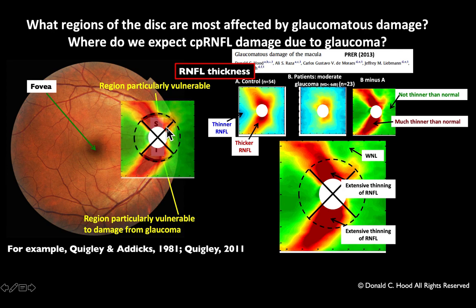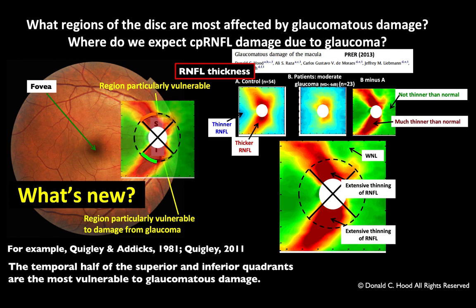All right, so if we superimpose it on the traditional view, we can see that it's largely in agreement, except that instead of the entire quadrant being particularly vulnerable to glaucoma, it's the temporal half here and here and here, these temporal regions that are particularly vulnerable. So what's new? The temporal half of the superior and inferior quadrants are the most vulnerable to glaucoma's damage, not the entire quadrant. So here and here.